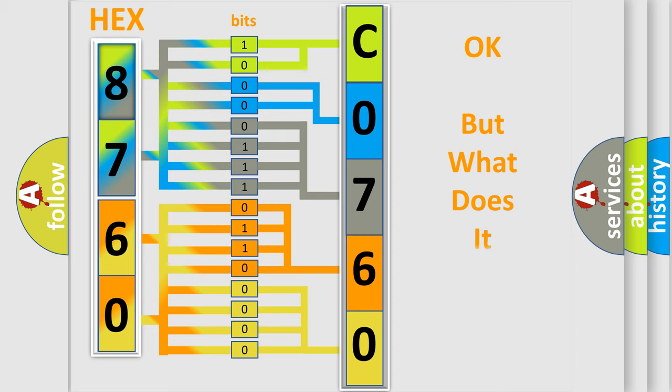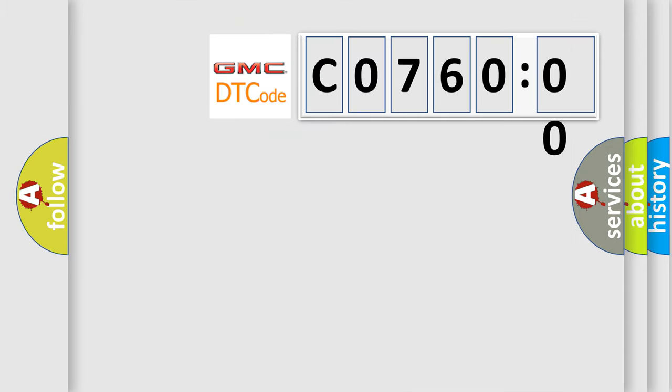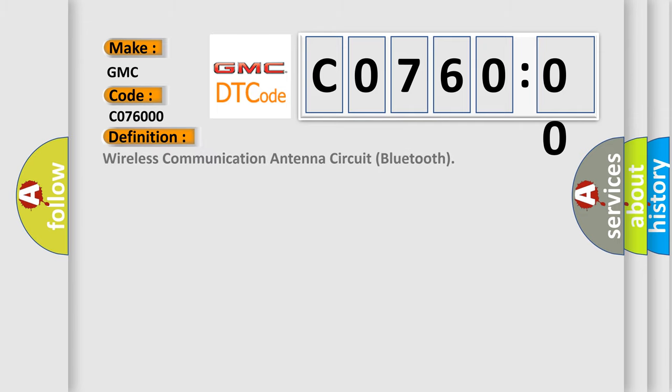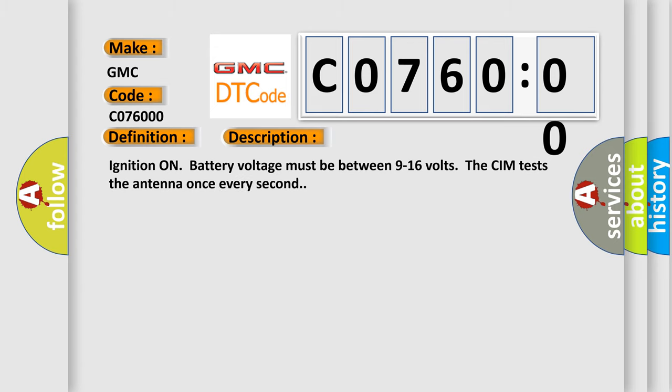The number itself does not make sense to us if we cannot assign information to what it actually expresses. So, what does the Diagnostic Trouble Code C0760-00 specifically mean for GMC car manufacturers? The basic definition is wireless communication antenna circuit Bluetooth. And now this is a short description of this DTC code. Ignition on, battery voltage must be between 9 to 16 volts. The CIM tests the antenna once every second.